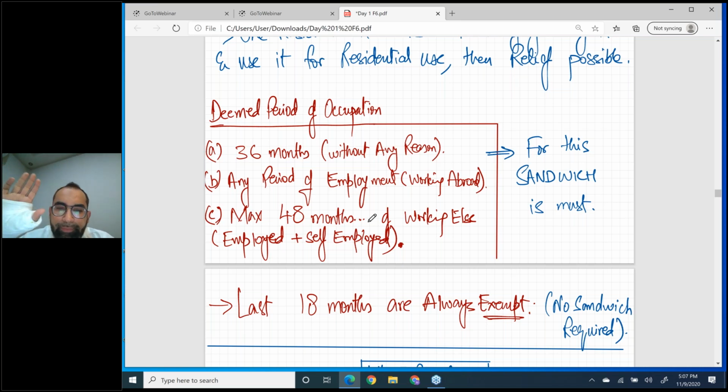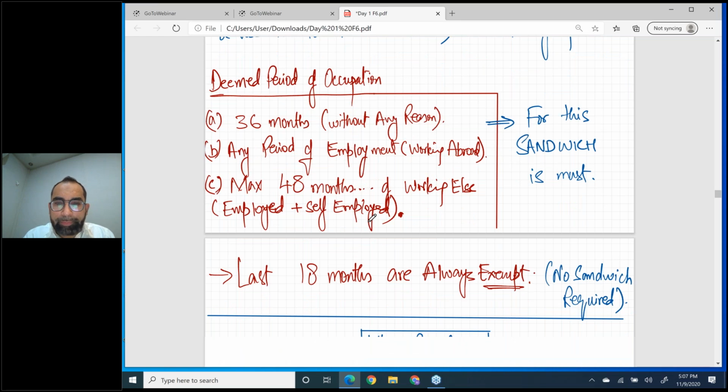So you will get it. Now let me give you a quick recap. If you live in the house, if you stay in the house, this is called actual period of occupation. This is exempt. If you leave your house for ABC with sandwich, still you will get the relief. And the last 18 months are also always exempt.